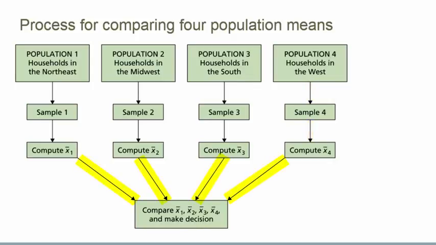Then we take our four sample means, compare x bar sub 1, x bar sub 2, x bar sub 3, x bar sub 4, and make a decision. That's why we're going to use our F value, since we are comparing several samples from several populations.